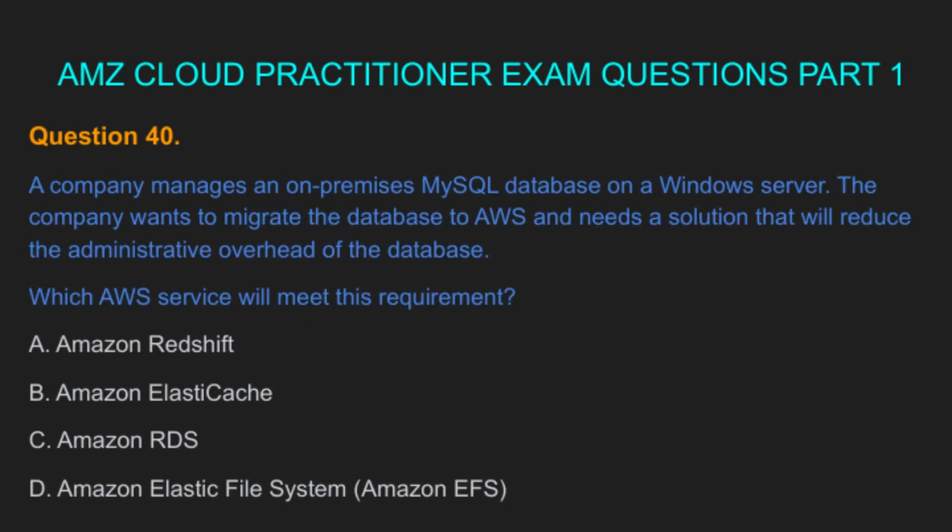Question 40. A company manages an on-premises MySQL database on a Windows server. The company wants to migrate the database to AWS and needs a solution that will reduce the administrative overhead of the database. Which AWS service will meet this requirement? A. Amazon Redshift. B. Amazon ElastiCache. C. Amazon RDS. D. Amazon Elastic File System, Amazon EFS. The answer is C. RDS is a service that makes it easy to launch and manage relational databases.